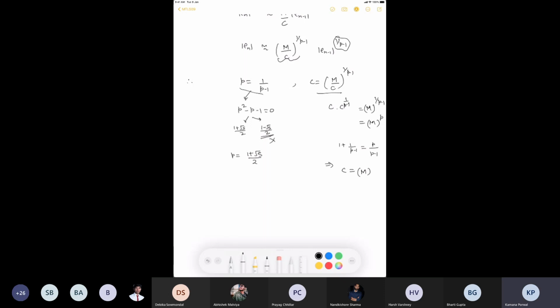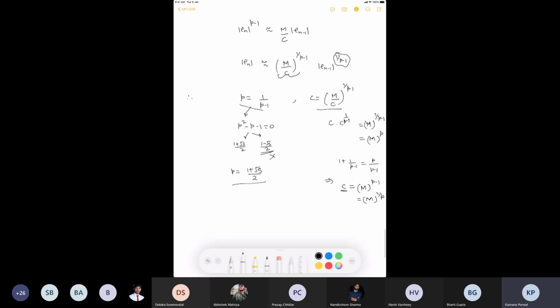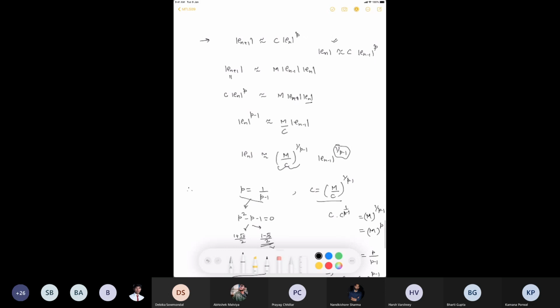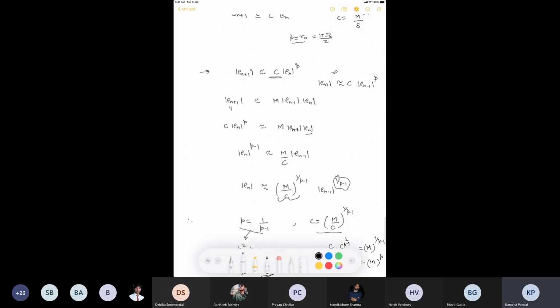M raised to power P minus 1, which is M raised to power 1 by P. Okay. So this is also one way to realize that P is 1 plus root 5 by 2. And what is the constant C which we get here in the convergence? So this is going to be M raised to power 1 by P, where P is 1 plus root 5 by 2. Okay, so this is some rough idea which I've given you, that how you can realize the order of the convergence.